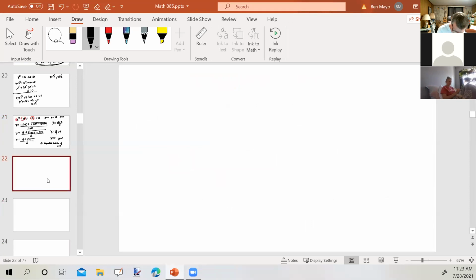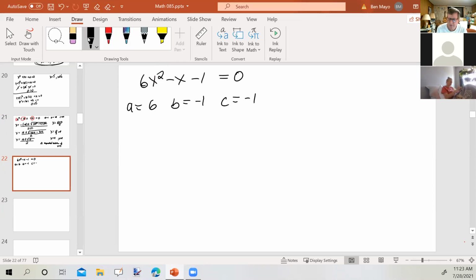Another example, 6x squared minus x minus 1 equals 0. Again, we have a quadratic equation, a second-degree equation. What makes it a second-degree equation? The fact that the highest exponent on the variable is a 2, right? This is in standard form, ax squared plus bx plus c. So a is 6, b is -1. There's an implied 1 in front of that x, so -1. And c is also -1.